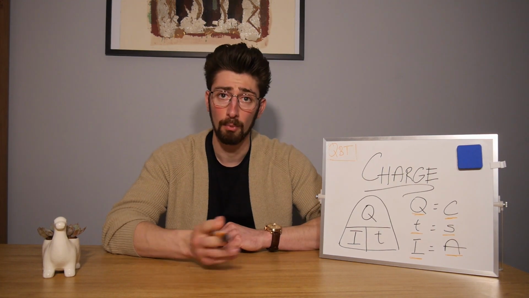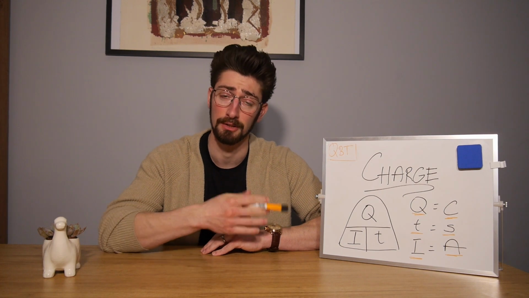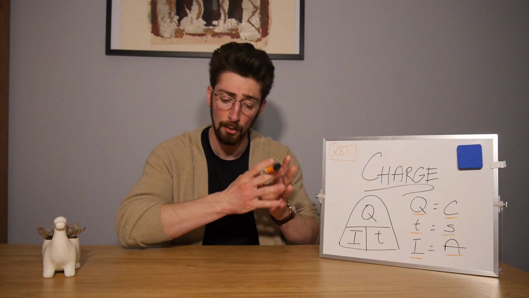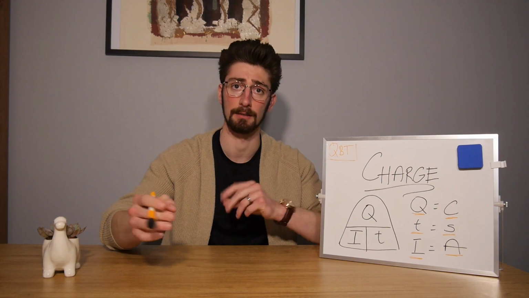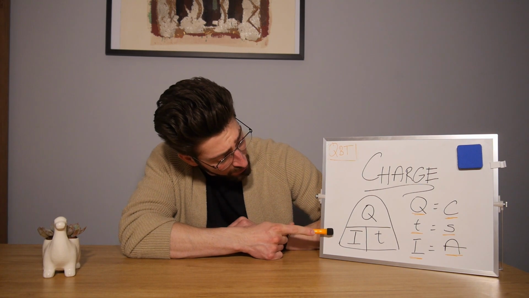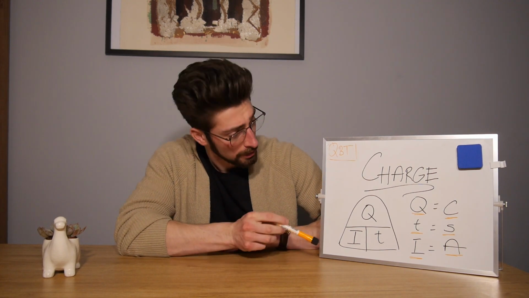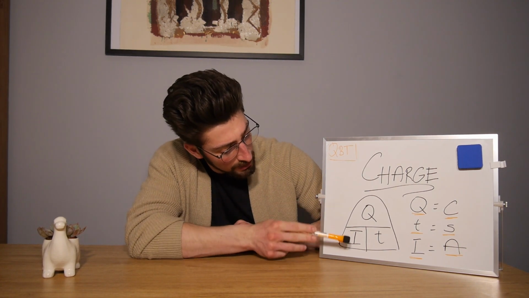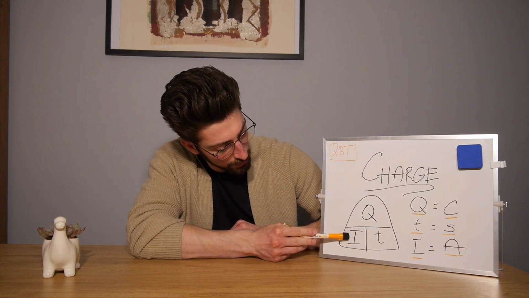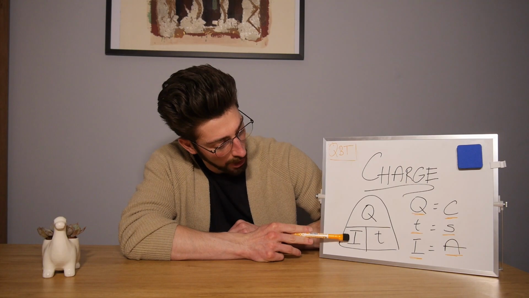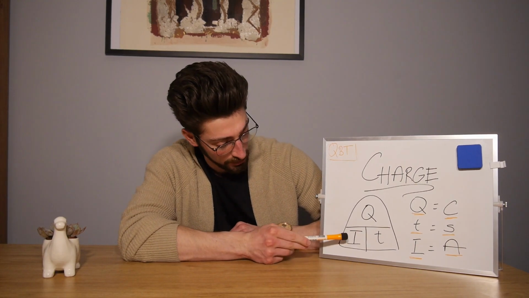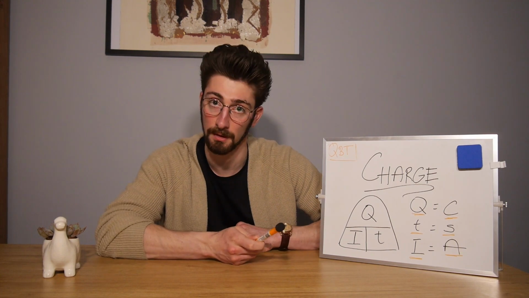So we talked about how charge is the rate of flow of current per unit time, right? So how much current is flowing in a given amount of time. And this is the equation that we use to calculate charge: Q is equal to I times T. So charge is equal to current times time, or current is equal to charge divided by time, or time is equal to charge divided by current.